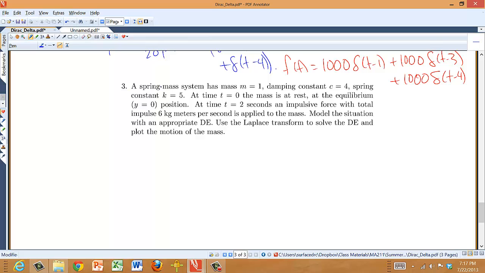So let's look at another one. We have a spring mass system. It has mass 1, damping constant 4, spring constant 5. At time 0, the mass is at rest and in the equilibrium position. And at time 2 seconds, an impulsive force with total impulse 6 kilogram meters per second is applied to the mass. Model the situation with a DE.